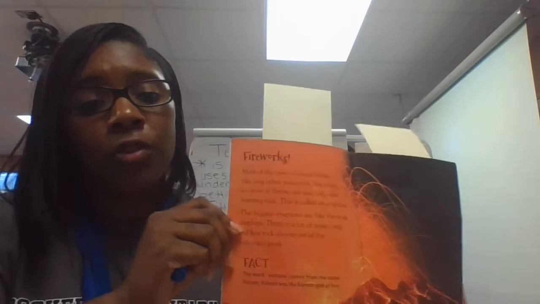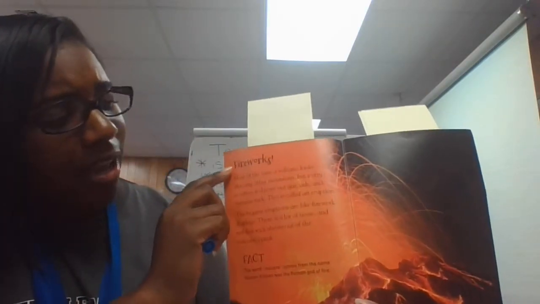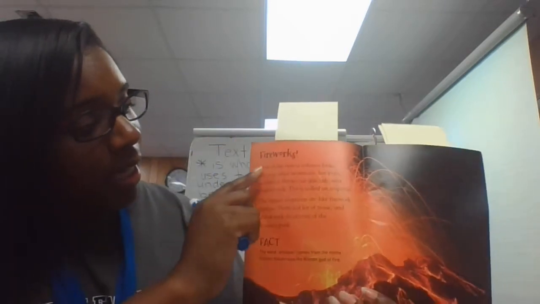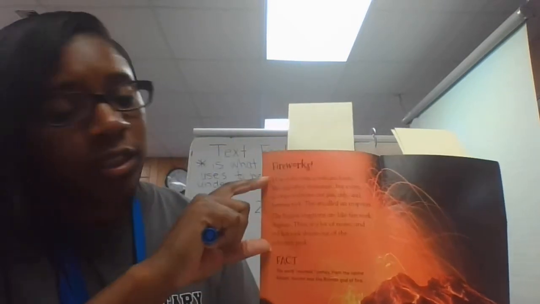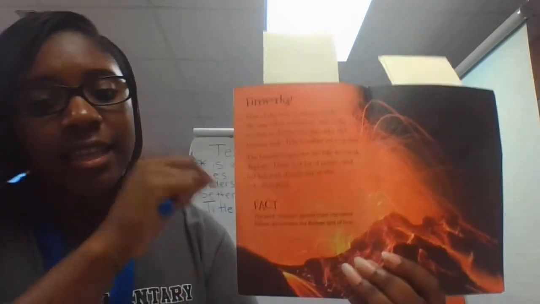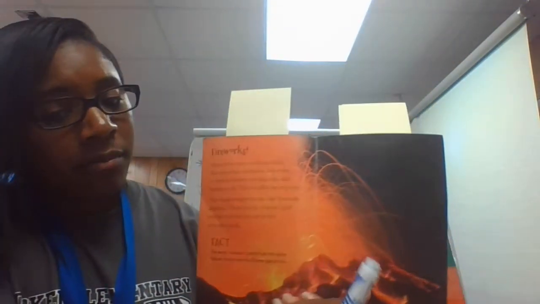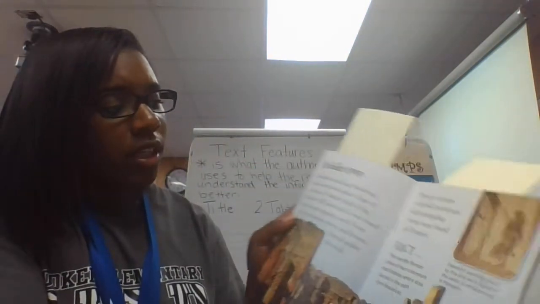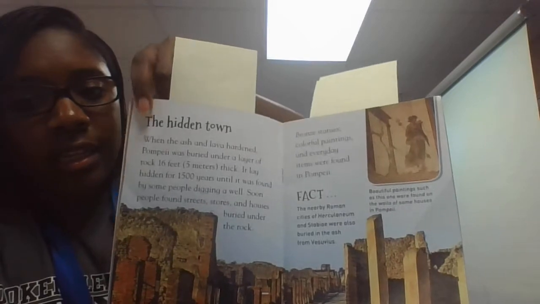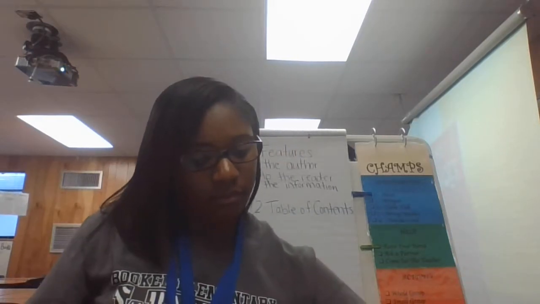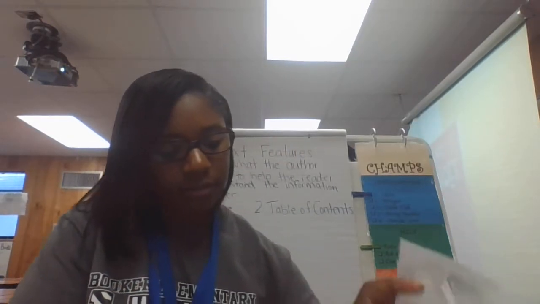I also want to show you another text feature. Now this is called a heading. The heading, it gives you what this whole section is going to be about. It's going to be about fireworks. And then they just have a fact at the bottom of the page. Not all nonfiction books, they're different. If you look here, you'll see the hidden town. This is another heading. So let's write down heading.